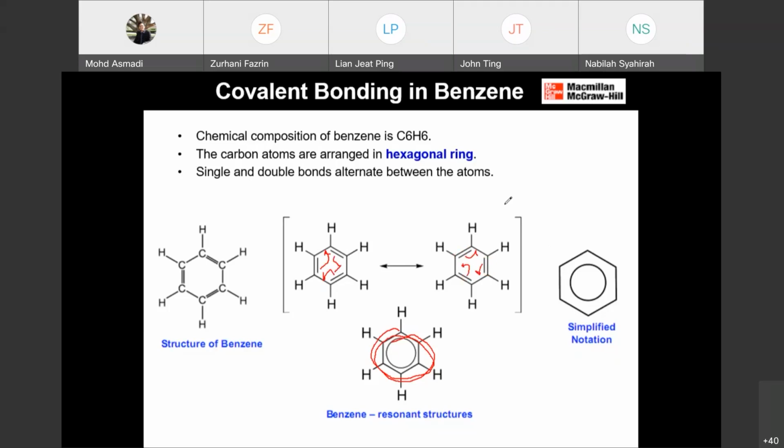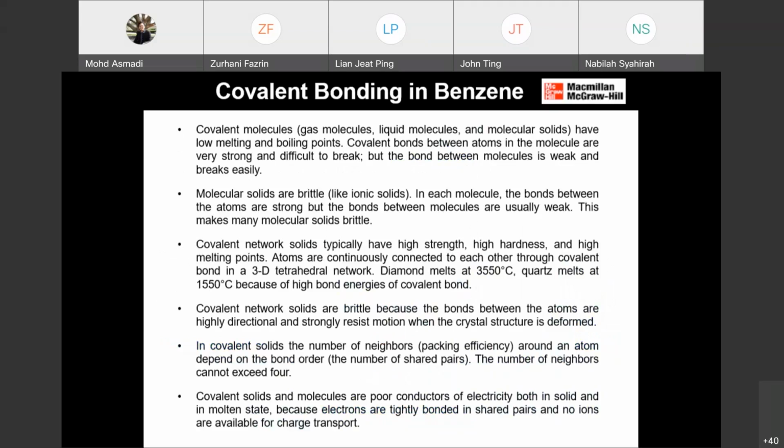So usually covalent bonds in benzene, if you look at here, this is the explanation. Covalent molecules have low melting and boiling points. The covalent bond between atoms in molecules is very strong and difficult to break, but the bond between molecules is weak and breaks easily. It is solid, brittle. An example of the aromatics is like a tar, a solid product from the biomass. It can form the molecule structure from the aromatics. That is one of the examples.